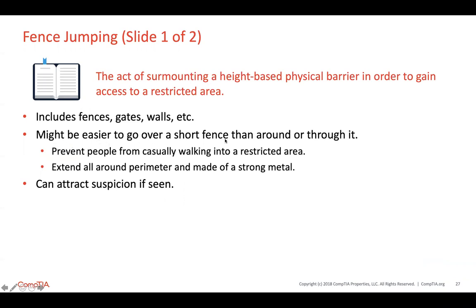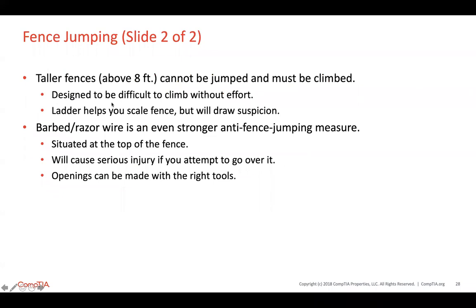Might be easier to go over a short fence, around or through it. Fences prevent people from casually walking through a restricted area, extend all around the perimeter, and are made of a real strong metal, and can attract suspicion if seen. And they better hope it's not electrified. It's kind of interesting. Anyone that's gone through the CISSP, I don't know how much they still do, but they used to cover a lot of stuff about physical security, from fence heights and all that.